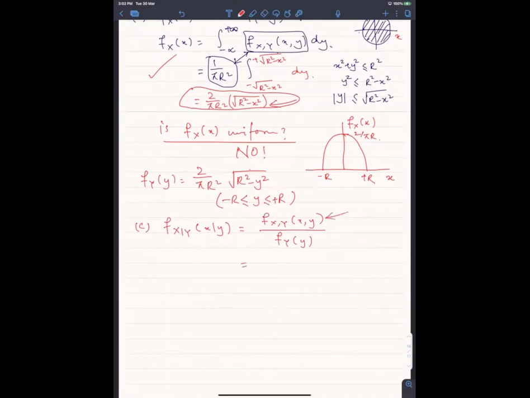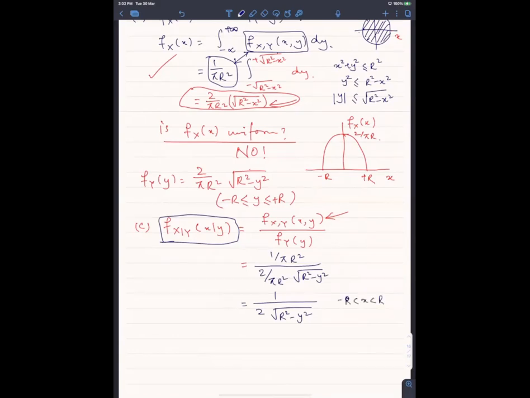ये हमें पता है ये क्या चीज है. ये है 1 over pi r square divided by fy of y. This is 2 over pi r square minus y square. ठीक है. Which is equal to 1 over 2 square root of r square minus y square. This is the conditional PDF of x given y is equal to y. Okay. And in this case, x is between minus r and r and y is also between minus r and r.